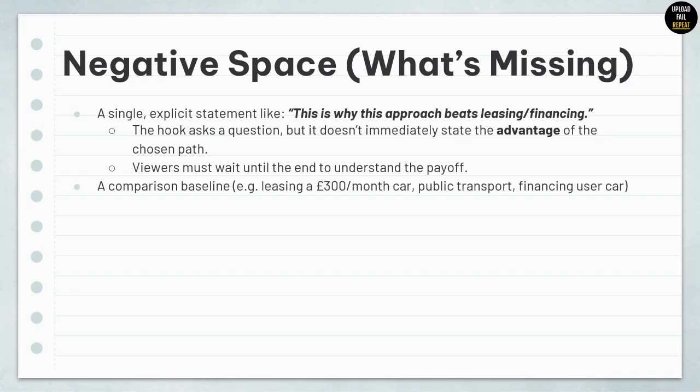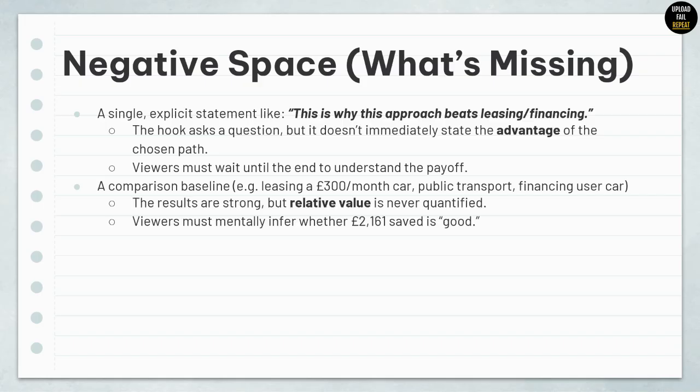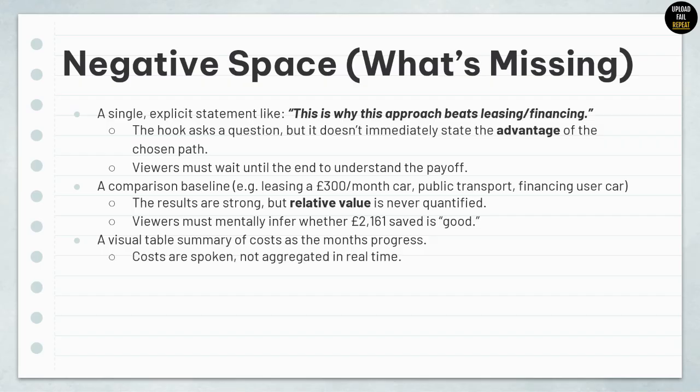A comparison baseline. The results are strong, but relative value is never quantified. Viewers must mentally infer whether a saving of £2,100 is good. A visual table, a summary of costs as the months progress. Costs are spoken, not aggregated in real time. Viewers must track them mentally until the end.